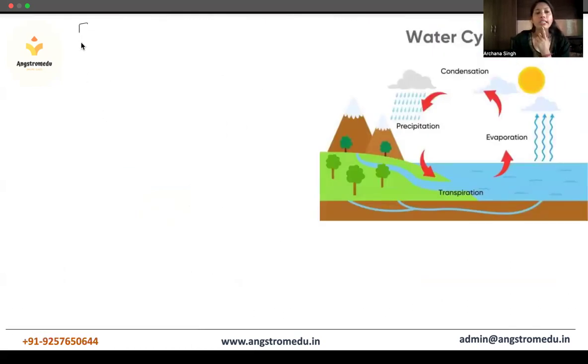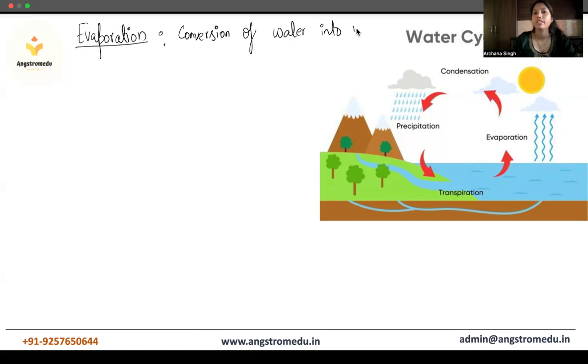You might have seen evaporation also. I have used this diagram to tell you, but not all the processes in it are important. Just two things are very important. First one is evaporation. What is evaporation? If I ask somebody, what is evaporation? Conversion of water into vapors, right? Conversion of water into vapors.